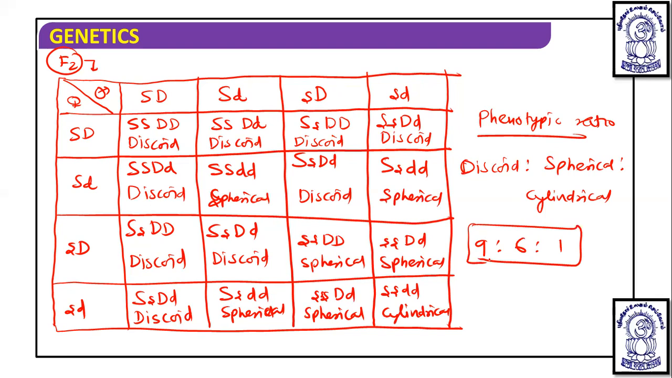So why is it polymeric? Because S and D are both separately affecting the trait, that is the spherical shape of fruit. But when both are combined, they show the additive effect, and then it is going to be discoid. When both are recessive, then it is cylindrical.